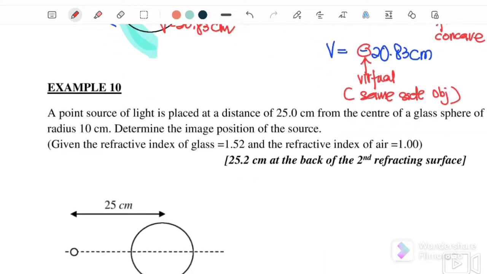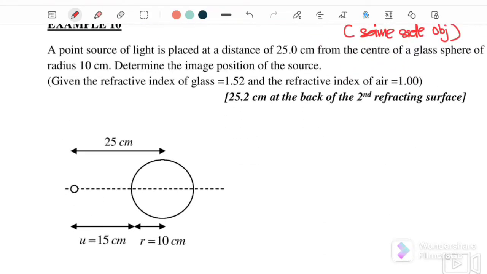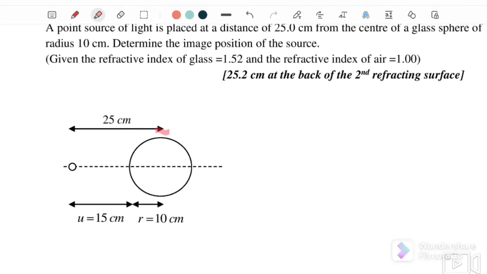Next, example number 10. Example number 10 is a glass sphere. When it's a glass sphere, it will have two refractive surfaces. The first one is from air to the glass sphere. The second one is from the glass sphere to the air. So we will do it one by one.